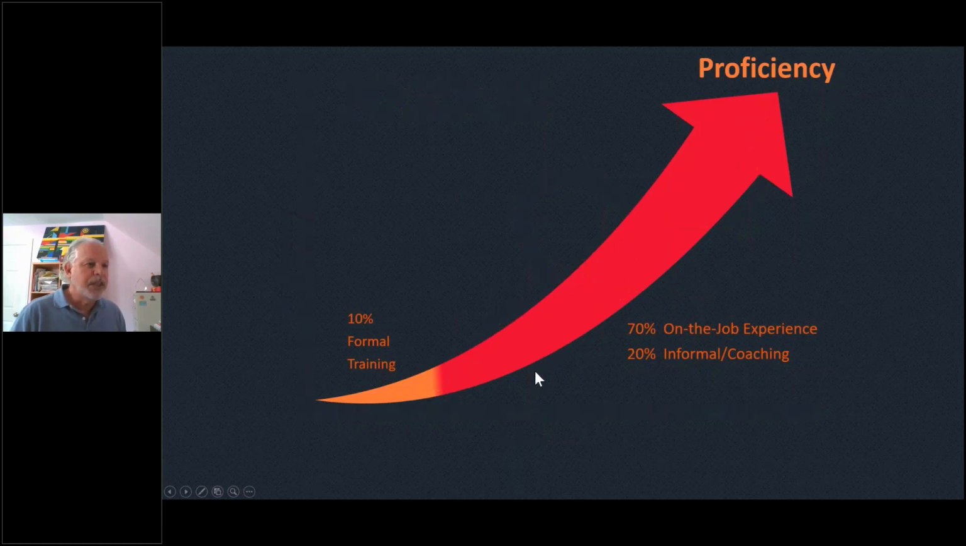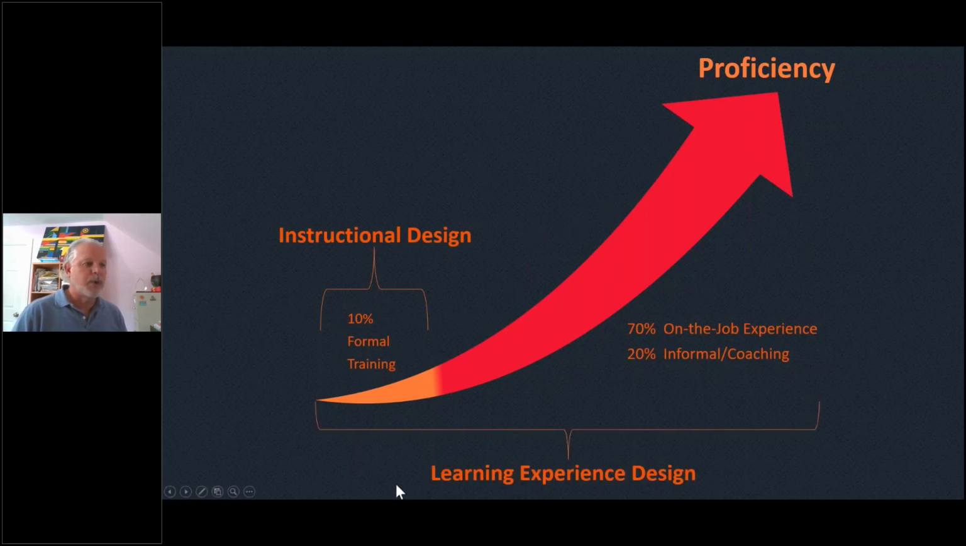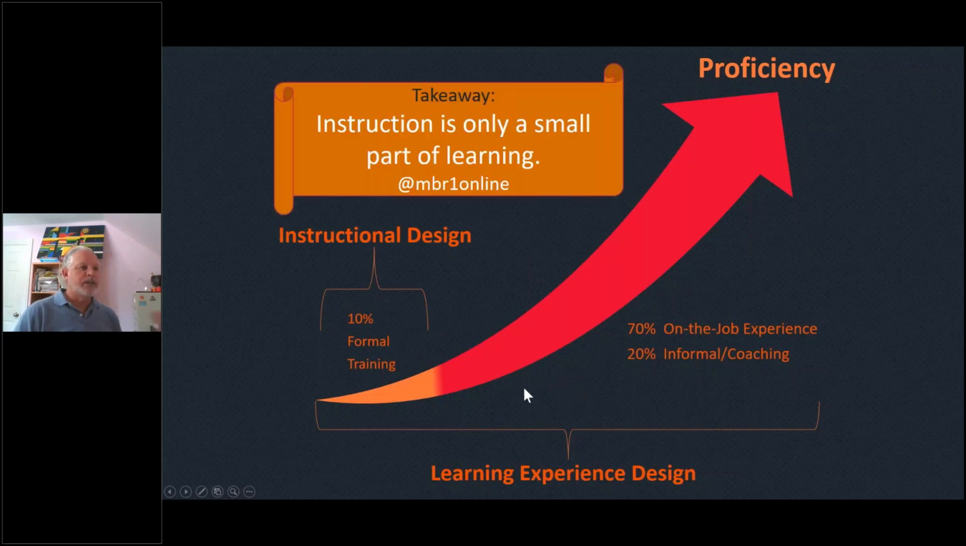So for example, you can think of instructional design, okay? I used to call myself an instructional designer, focusing on formal instruction. That's that 10%. But really, the whole learning process after the formal training to get to proficiency is more than that. And that's what we want to think about when we think about learning experience design: the whole process. How do we get people proficient, including the formal? The formal is important, but it's not just the formal training, it's all the aspects of that. So instruction is only a small part of learning.